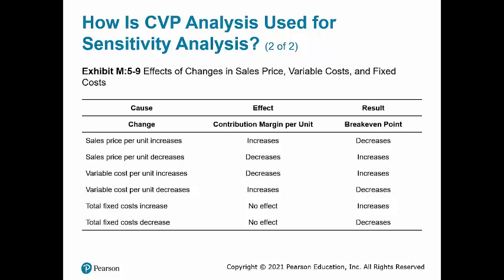When total fixed costs increase, there's no effect on contribution margin per unit, but the break-even point would go up. And when total fixed costs decrease, again, there's no effect on contribution margin per unit, but the break-even point would decrease.